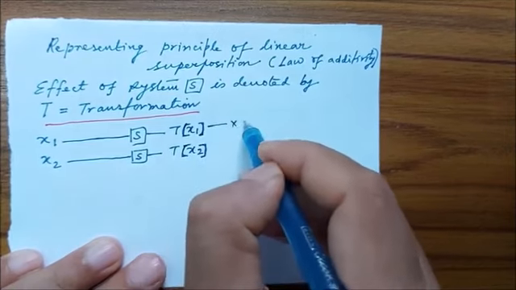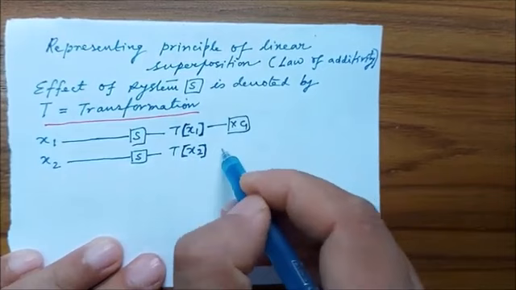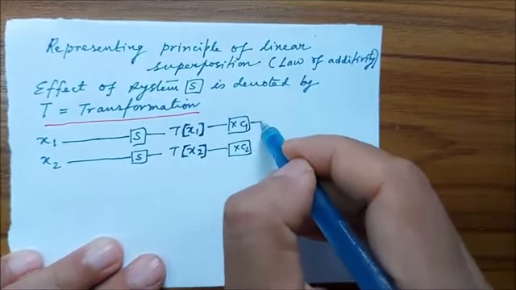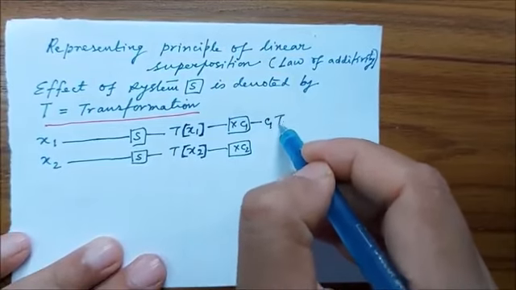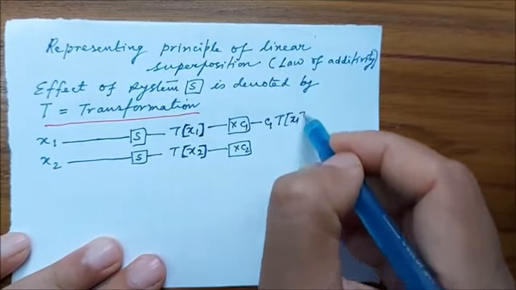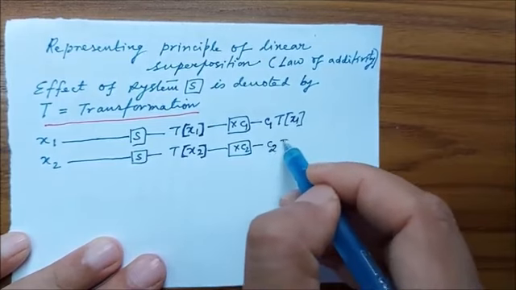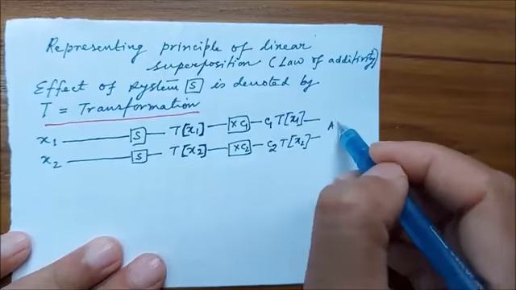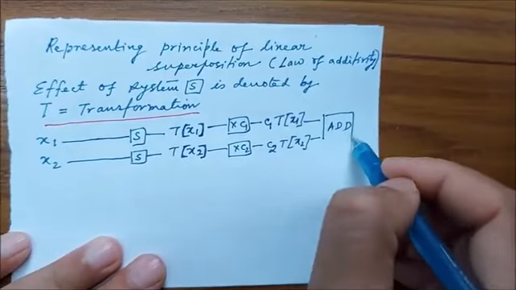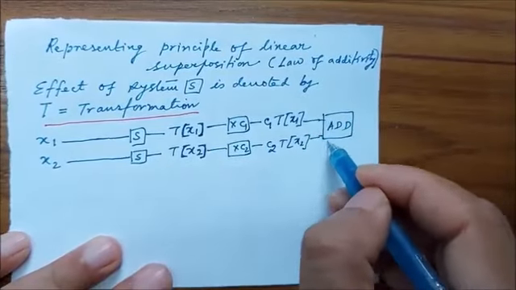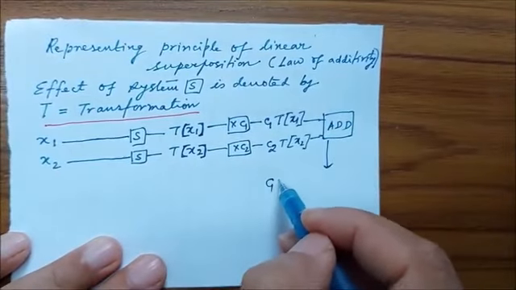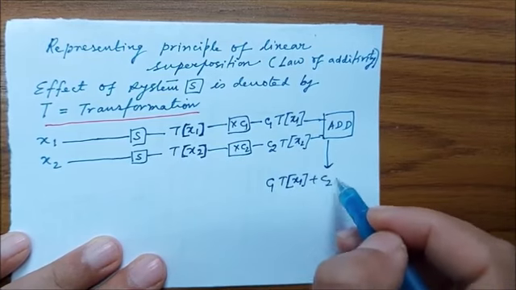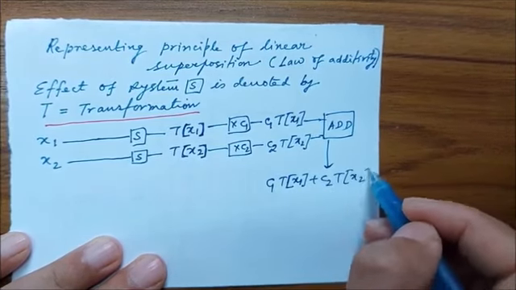This is the practice which is done, and now we multiply it with C1, which is a constant. Here we multiply it with C2, another constant. So we have C1 T of x1, and here we have C2 T of x2, and they are added. As a result of which, what we get is C1 T of x1 plus C2 T of x2.